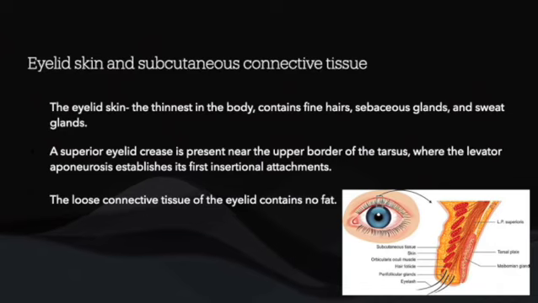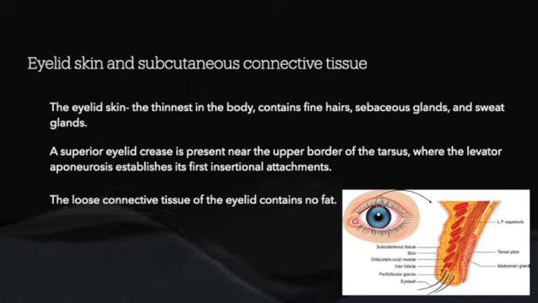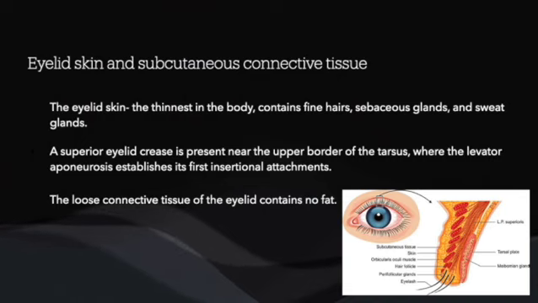The eyelid skin is the thinnest in the body, and it contains fine hairs, sebaceous glands, and sweat glands. Here, the sebaceous glands are situated more in the nasal portion. A superior eyelid crease is present near the upper border of the tarsus, where the levator aponeurosis will establish its first insertional attachment, and it is loosely adherent to the underlying orbicularis muscle, so it is more mobile.